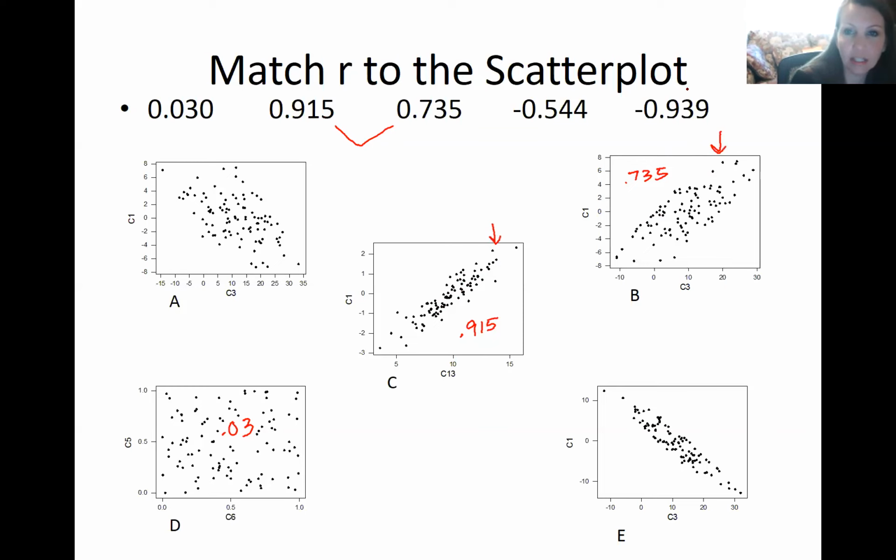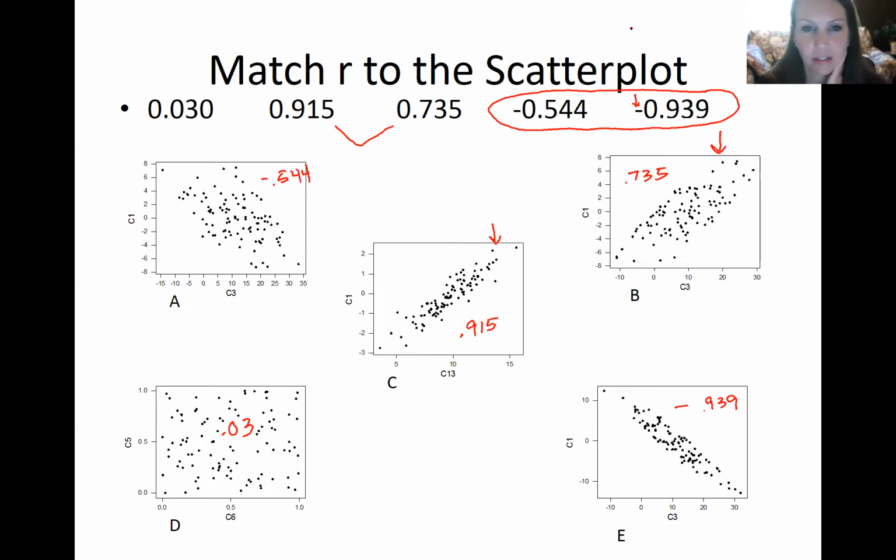Okay, and a similar thing is going on with the remaining two. The difference with these two is that these are negative. That just means the direction, essentially the slope, is going the other direction. So which one do you think should be negative 0.544? A, perfect. And of course that means this last one should be negative 0.939.